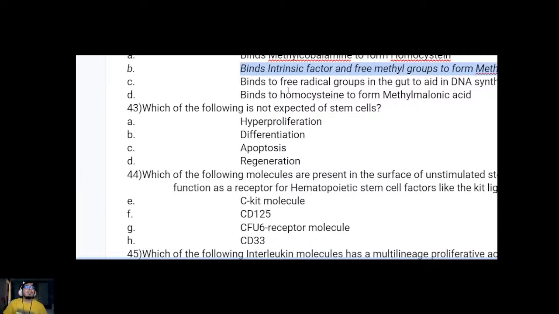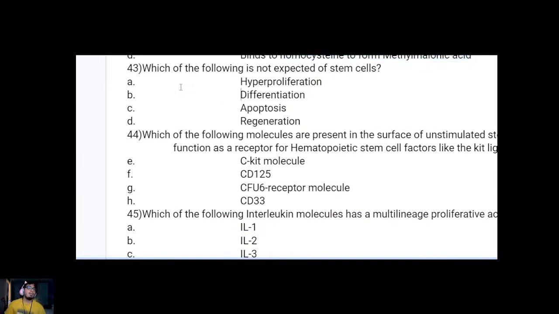Okay? So, what happens is that intrinsic factor binds to the free methyl group to form methylcobalamin. So, cyanocobalamin nga siya, di ba? It becomes methylcobalamin kapag nadikit yung methyl group. So, it doesn't bind to methylcobalamin to form homocysteine. That's in the last stages. It's free radical. Nope. Nothing. Methylmalonic acid and homocysteine is the methodology.